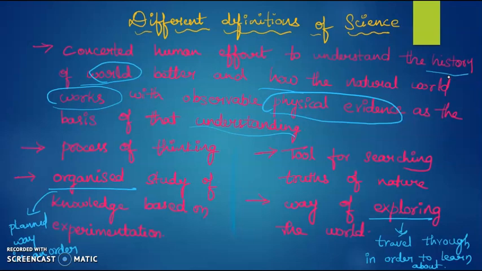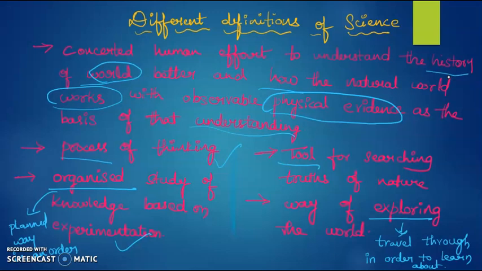Next, science is also called a process for thinking. And next, science can also be called an organized study of knowledge. Here, organized means a planned way in an order, a pre-planned way, that is, in a stepwise manner. So it is to study knowledge in a pre-planned way based on experimentation.